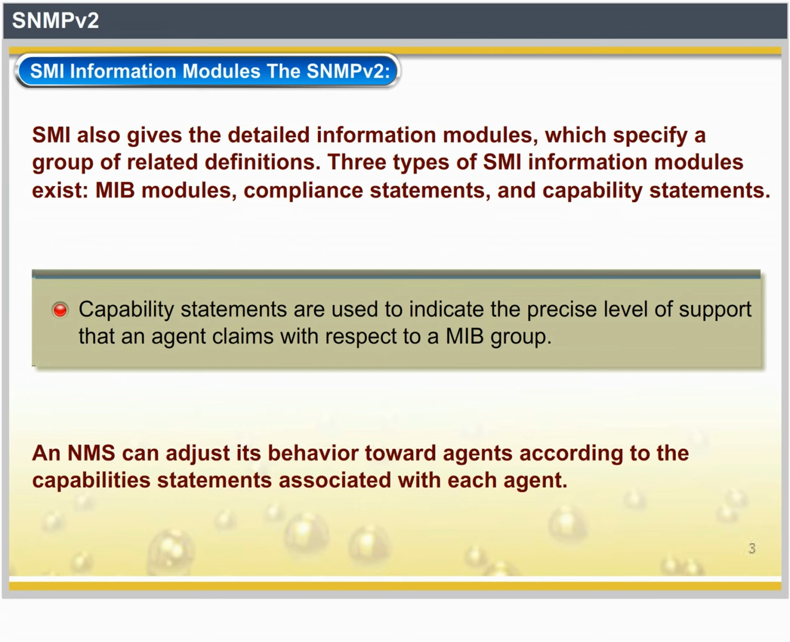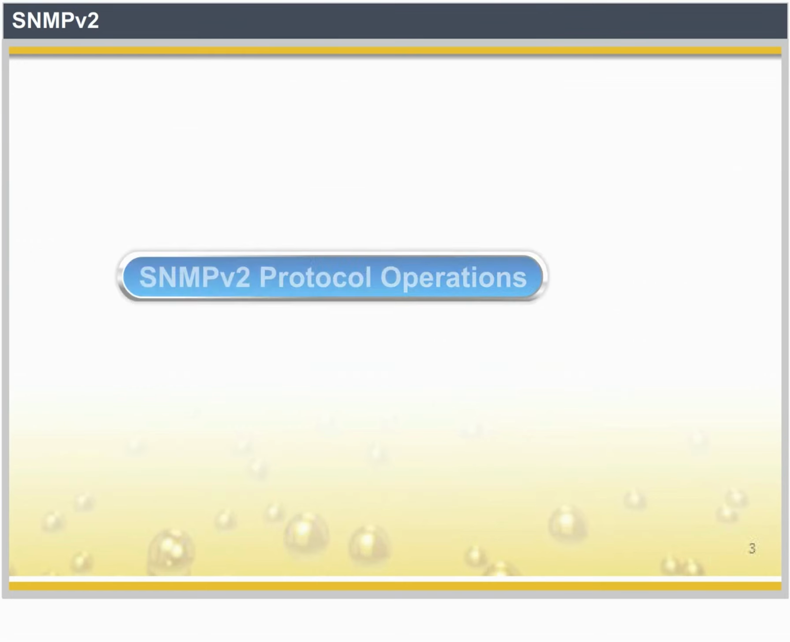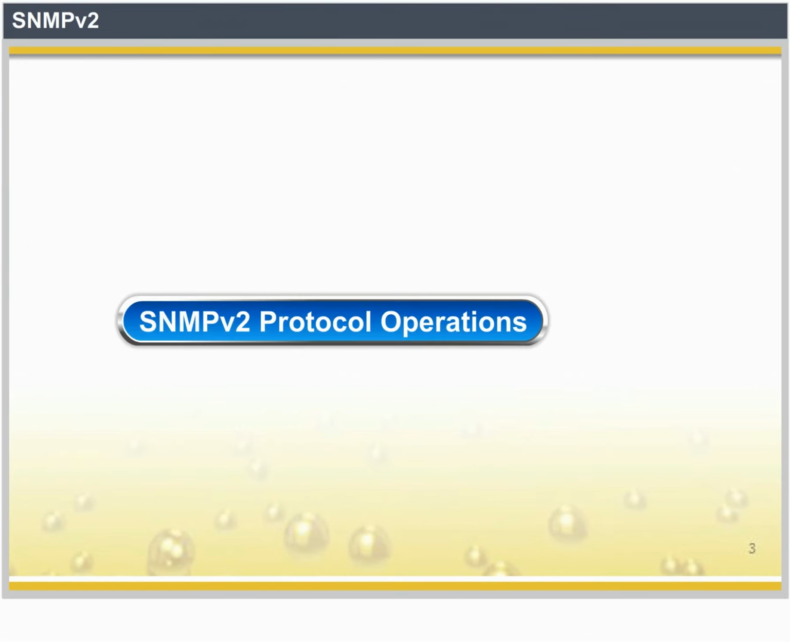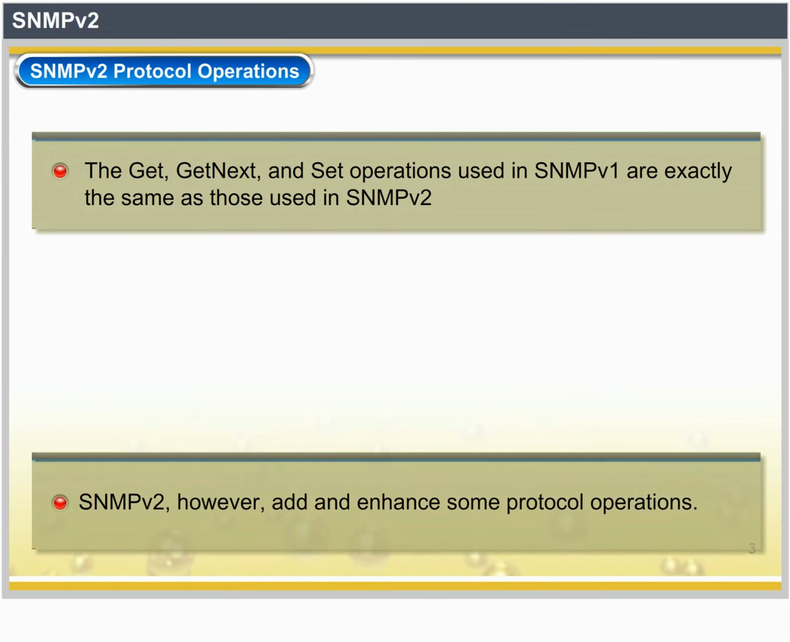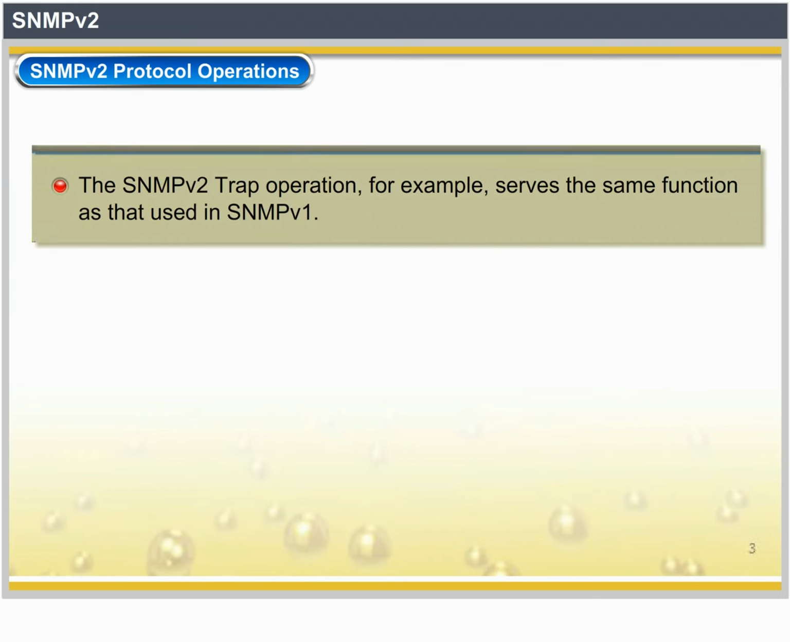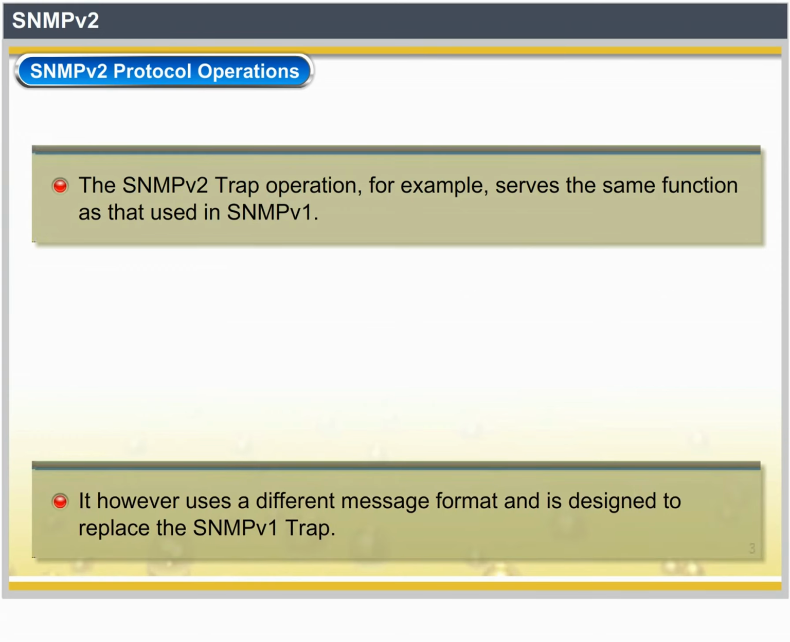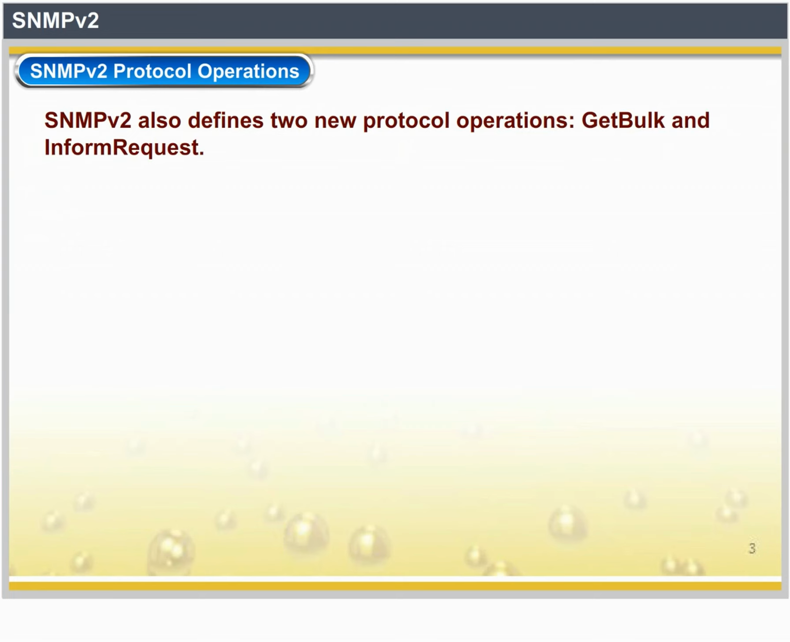SNMP v2 protocol operations. The get, get next, and set operations used in SNMP v1 are exactly the same as those used in SNMP v2. SNMP v2, however, adds and enhances some protocol operations. The SNMP v2 trap operation, for example, serves the same function as that used in SNMP v1. It, however, uses a different message format and is designed to replace the SNMP v1 trap. SNMP v2 also defines 2 new protocol operations, getBulk and informRequest.